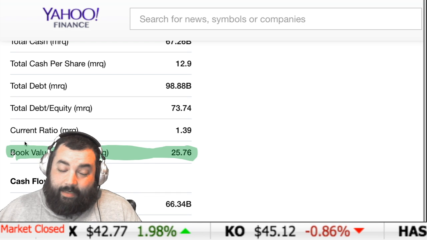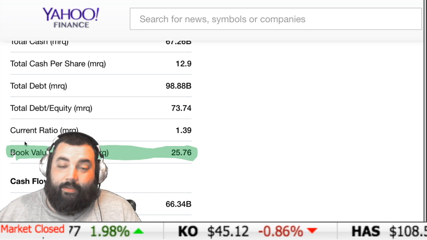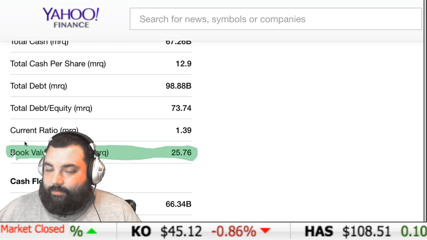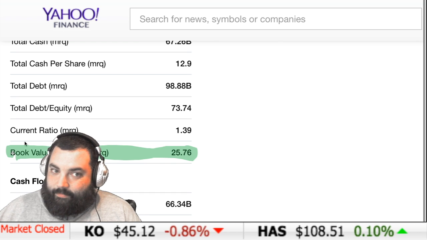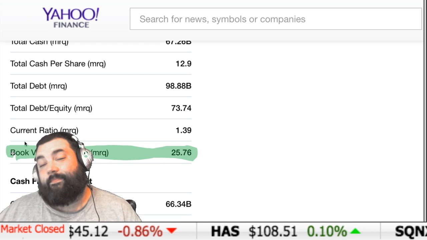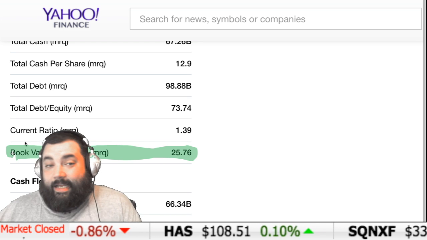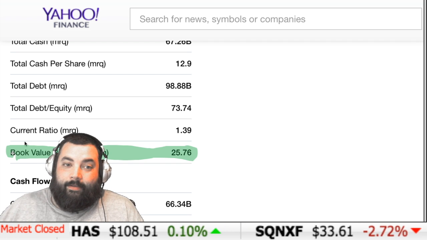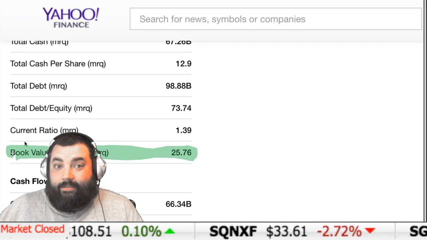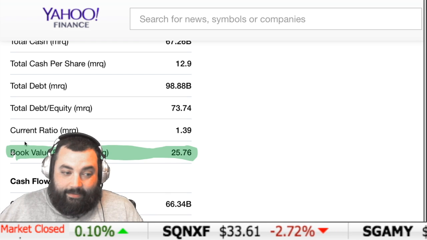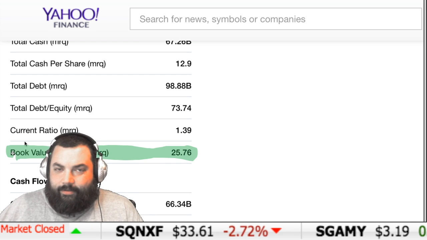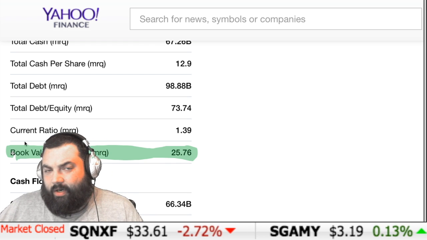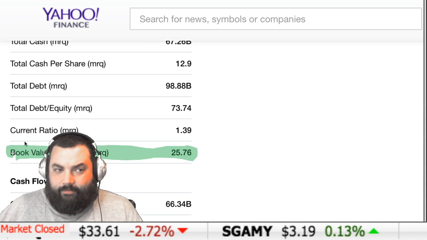If the stock price is below the book value, it could be one of two things. Could be a company in trouble, people are bailing out of it, moving away from it, or it could be a really, really good buy because you're essentially buying it at a discount. So you'll hear people talking about where it's trading relative to its book value.